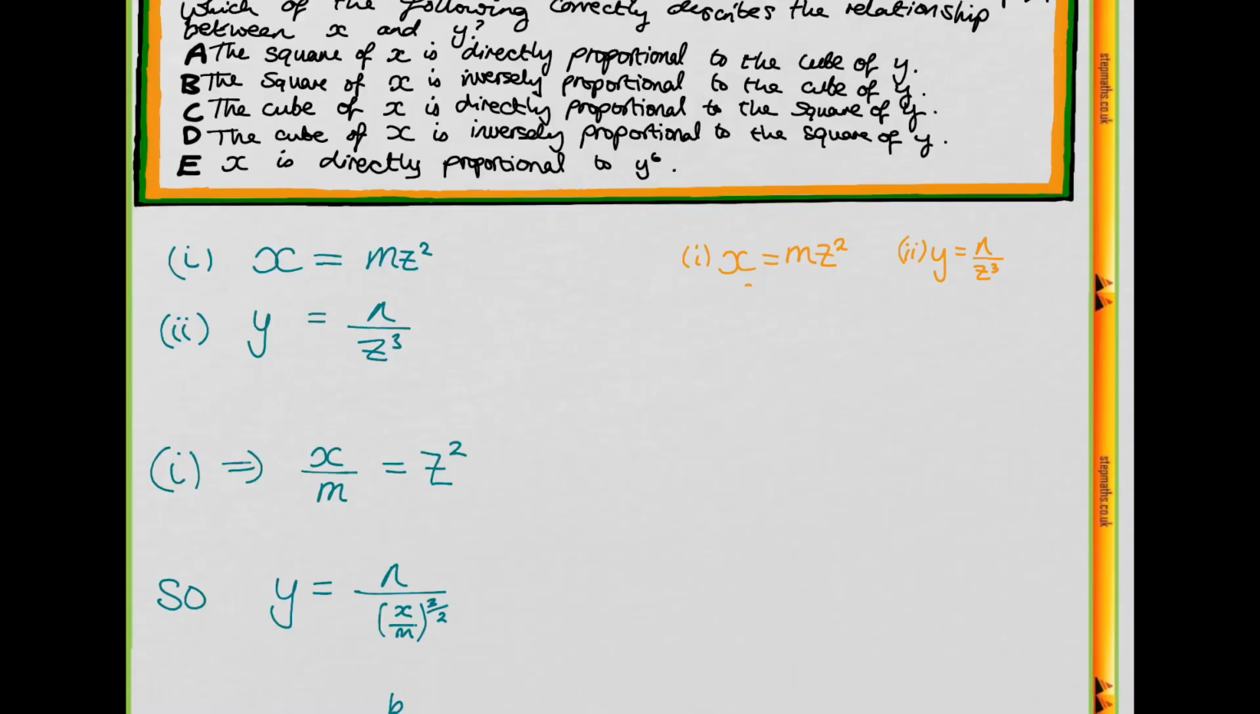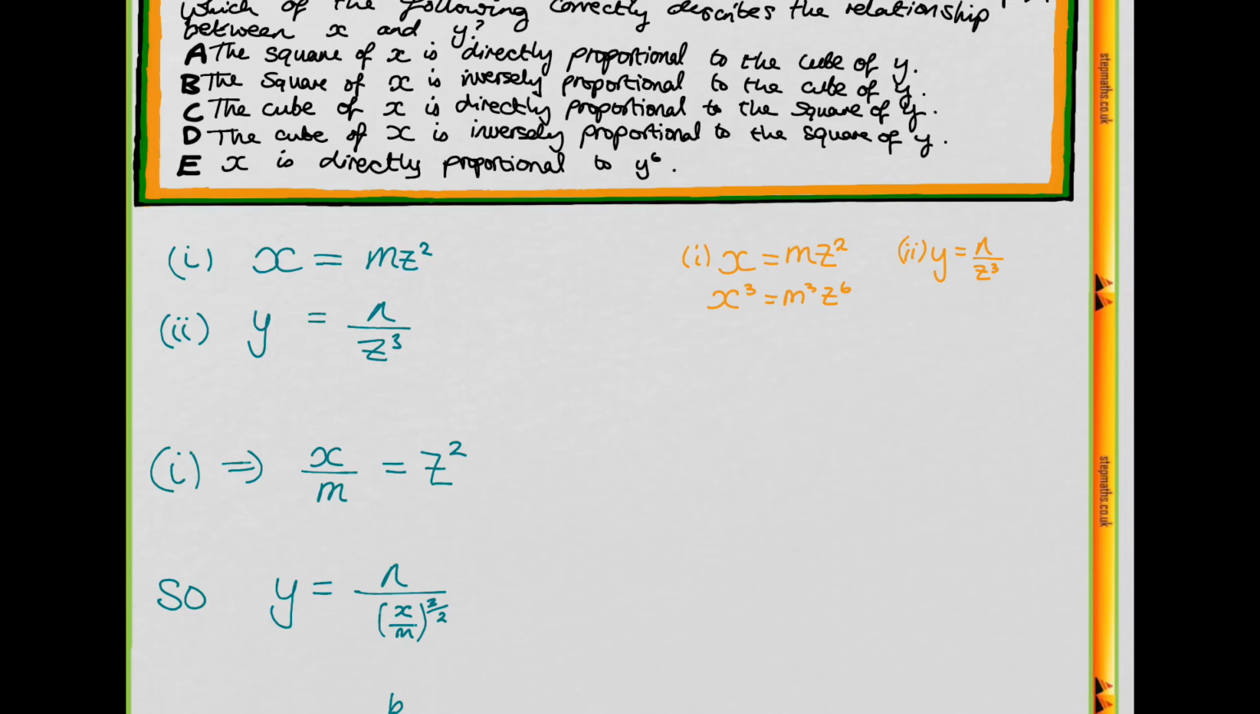So now it's time for the slicker approach. I've rewritten out our two conditions here. So we have x is proportional to z squared and y is inversely proportional to z cubed. So what we're going to do is get both of these in terms of a common power of z. And the smallest one we can do is z to the power of 6. So let's do that now.